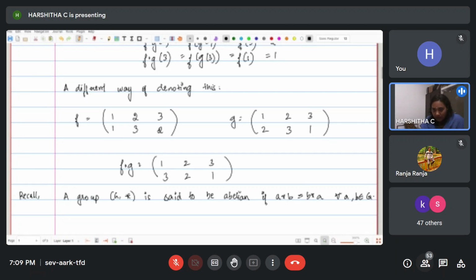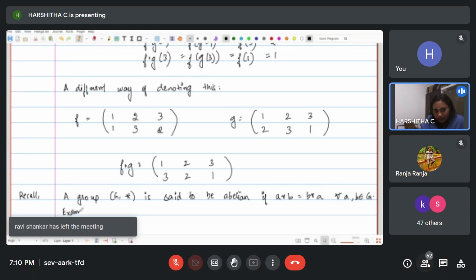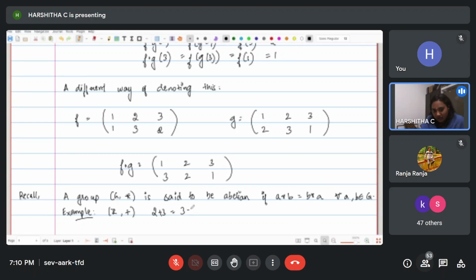So what does that mean? You have this binary operation. With respect to this binary operation, whether you do A star B or B star A, you're getting the same answer. One example of an abelian group is the integers with addition. Whether you do 2 plus 3 or 3 plus 2, it is the same. This is the same for any integers: m plus n or n plus m, it is the same. So this is an abelian group.